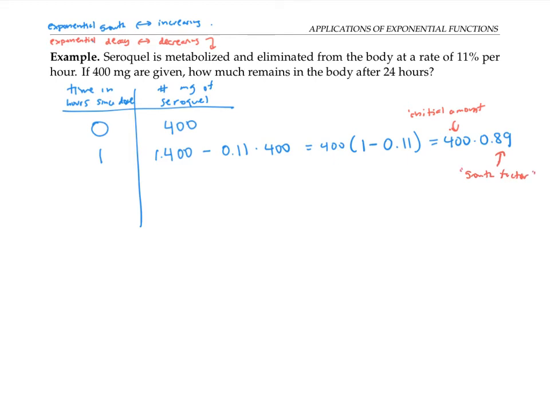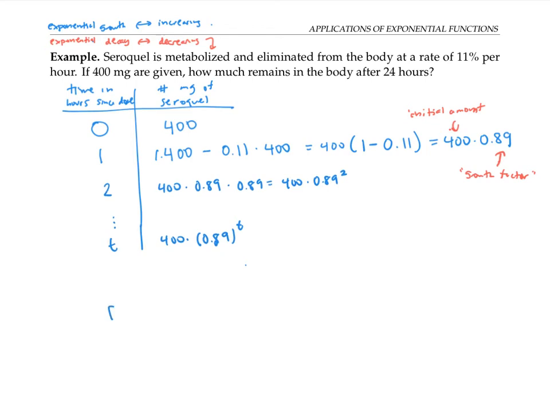Let's see what happens after 2 hours. Now I'll have 400 times 0.89, my previous amount. It'll again get multiplied by 0.89, so that's going to be 400 times 0.89 squared. And in general, after t hours, I'll have 400 multiplied by this growth or shrinkage factor of 0.89 raised to the t power, since each hour, the amount of Seroquel gets multiplied by 0.89, that number less than 1.